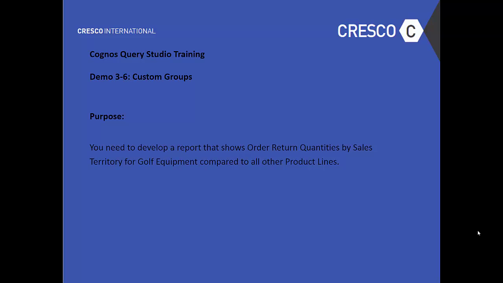Purpose: you need to develop a report that shows order return quantities by sales territory for golfing equipment compared to all other product lines.